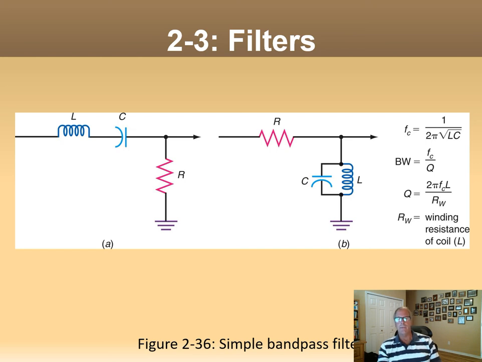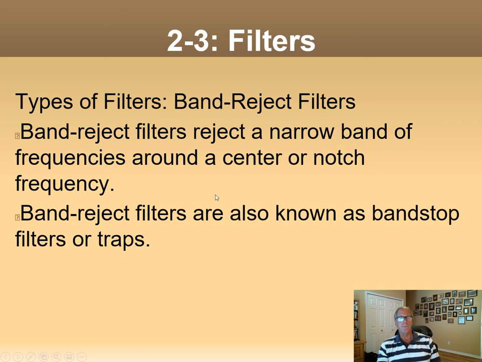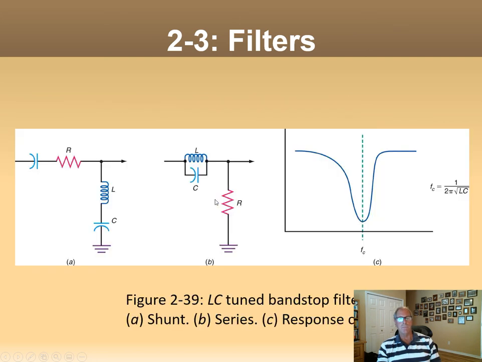And here's some simple bandpass filters, LC bandpass filters. There's some examples in the textbook you're going to want to look at and homeworks on this. Just formulas. And there's band reject filters. We already looked at that. Band stop. These are the notch filters. You can do those with L's and C's too.